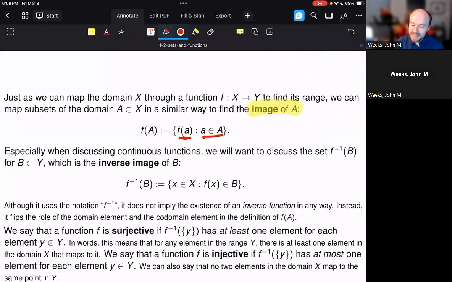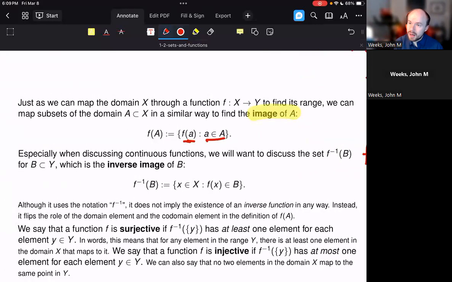Especially when discussing continuous functions, which we will be doing at some point very soon. So we'll have definitions of continuity starting in week 2. Then we will discuss the set f inverse of B. This is the inverse image of a set. Notice here there's a difference in how the set is defined.